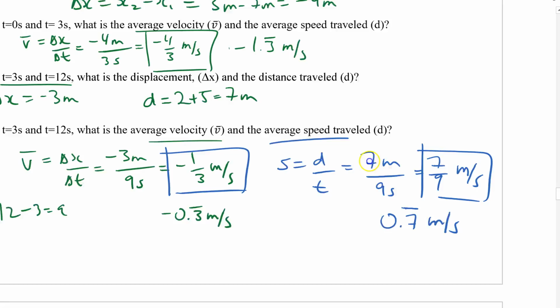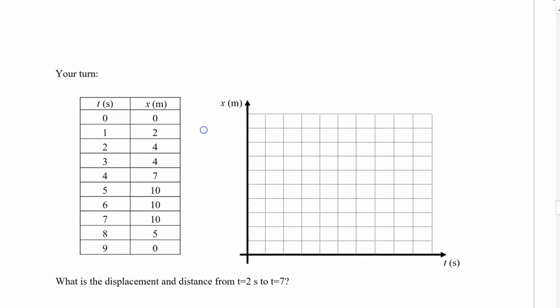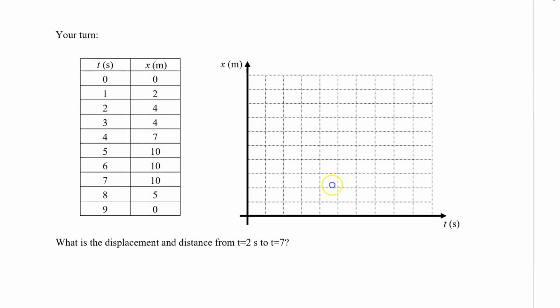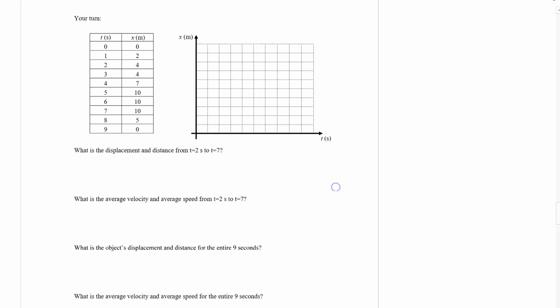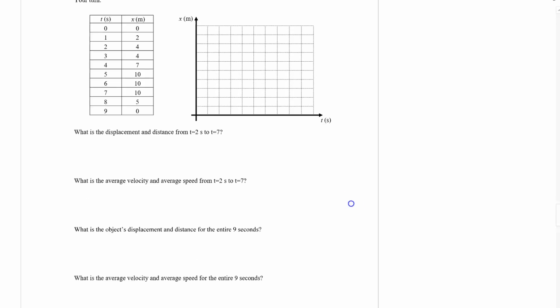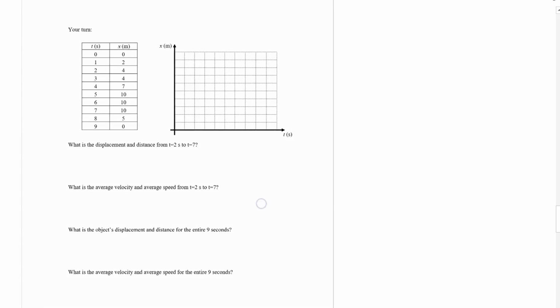Okay, pretty straightforward. I do have another page here. This is your turn, and there's a fair bit here. There's a little graph to make, and there's a similar question. So I will ask you to pause it now, do all the questions, and then hit play again to see how the answers look. So please press pause now.